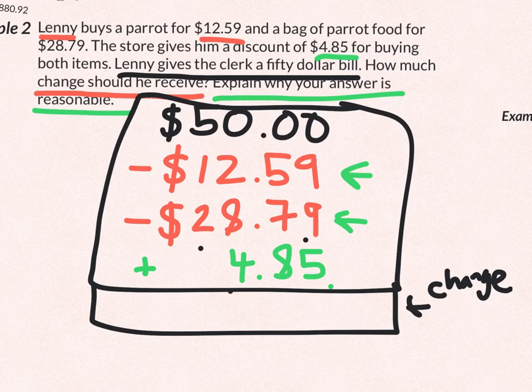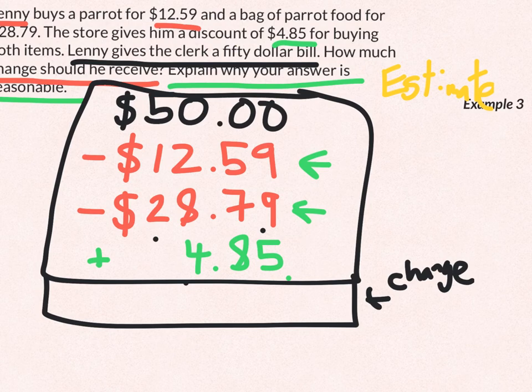So I want to go ahead and do our estimating first. I'm going to do that over here. If this were my test, I could just write estimate. And we're going to be rounding, right? So $50, we can leave that at 50. $12.59, we can round that to $13. $28.79, we could round that to $30. And the $4.85, we could round to 5.